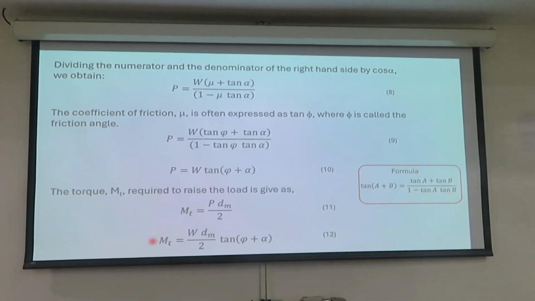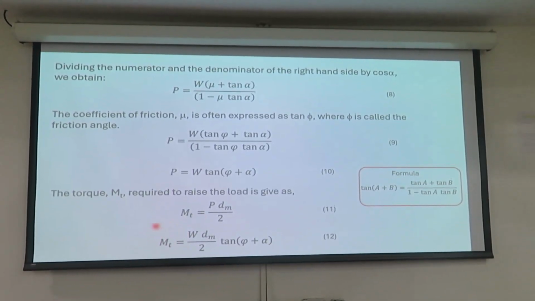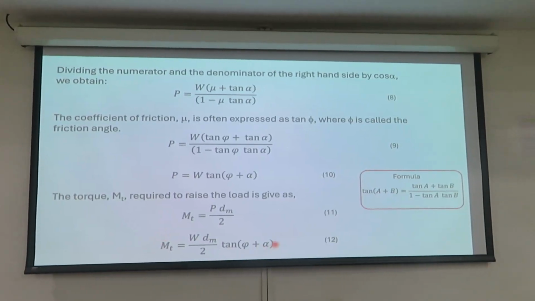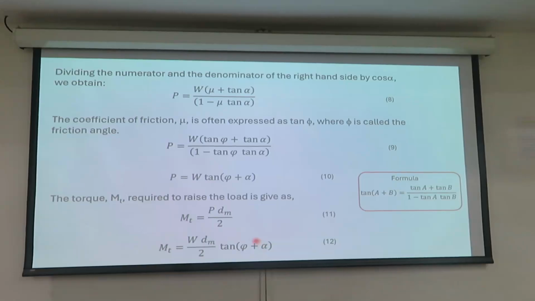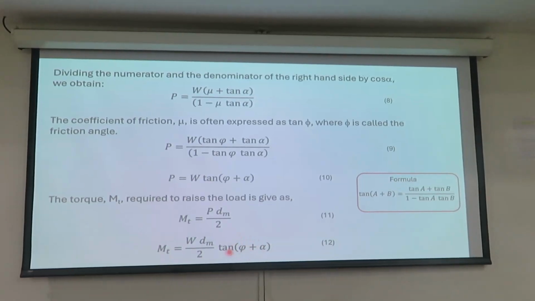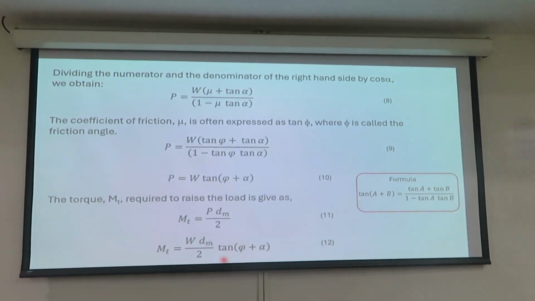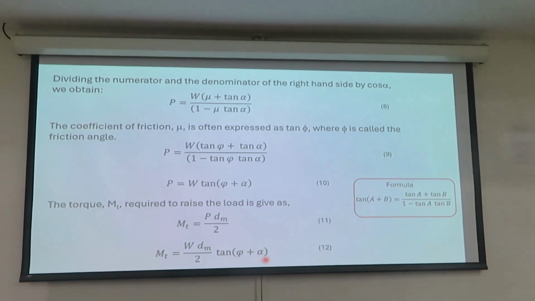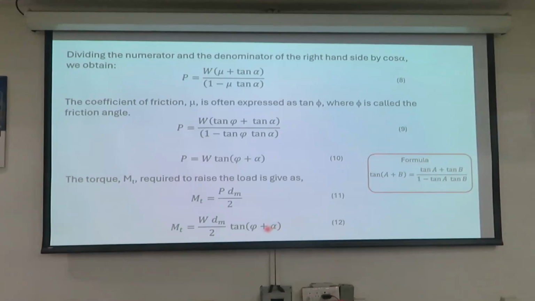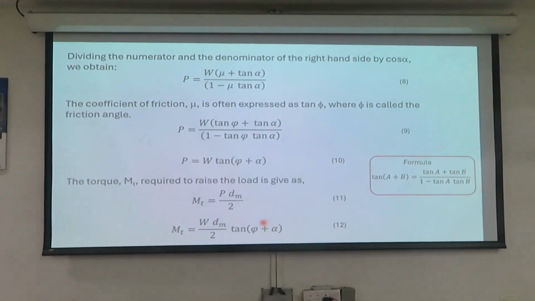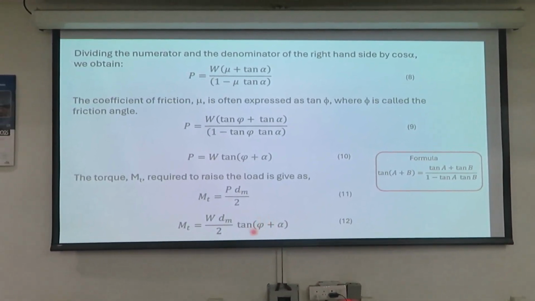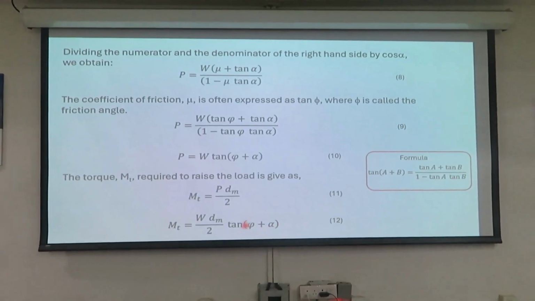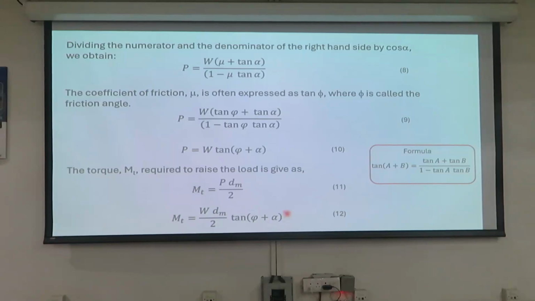So this MT is the torque to lift the load, and here you can see the friction is playing its role, tan phi. Tan phi is the friction, and the angle, the helix angle it is called, alpha is also playing its role. So your design of the screw will depend upon the friction force, friction coefficient, and also the alpha.